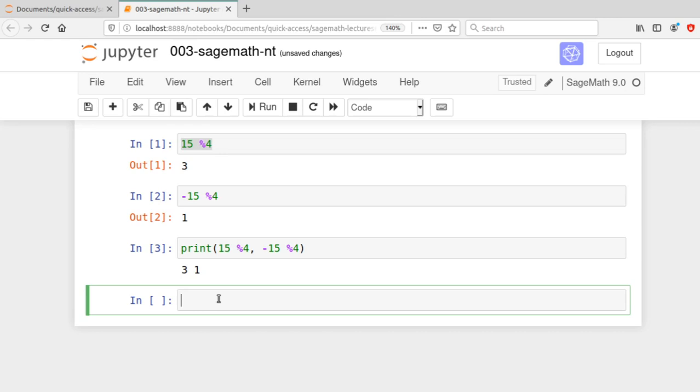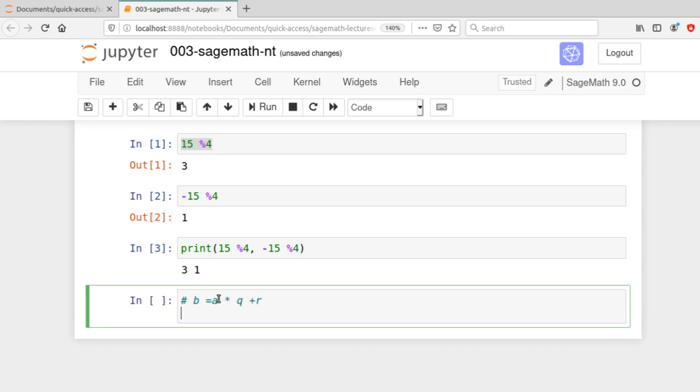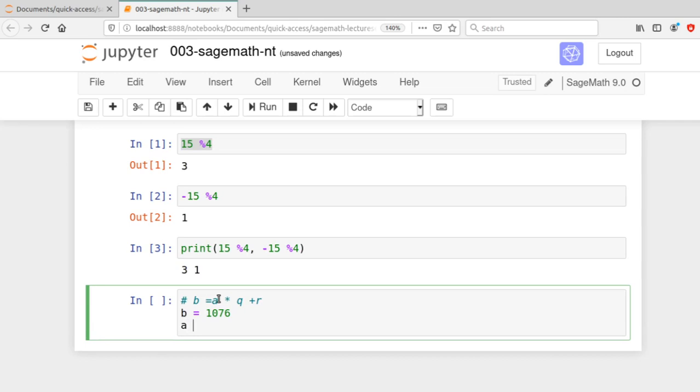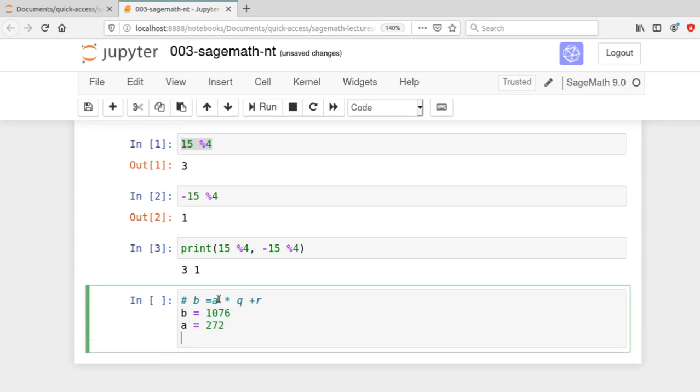Now, once we find the remainder in the division theorem, we know that given b and a, we need to write b equal to a star q plus r, where r is the remainder. So suppose that we are choosing b equal to 1076 and a equal to 272, some randomly chosen integers. We already know how to find r: it is nothing but b percentage a.